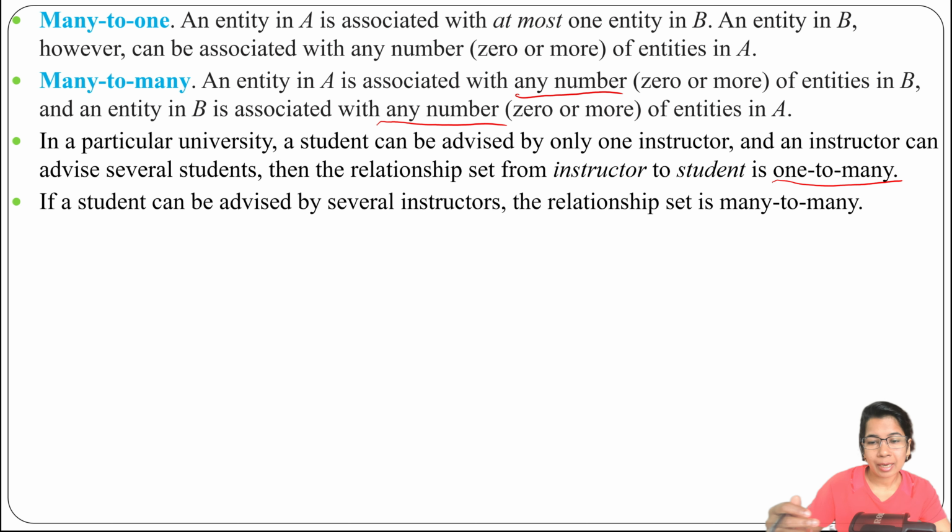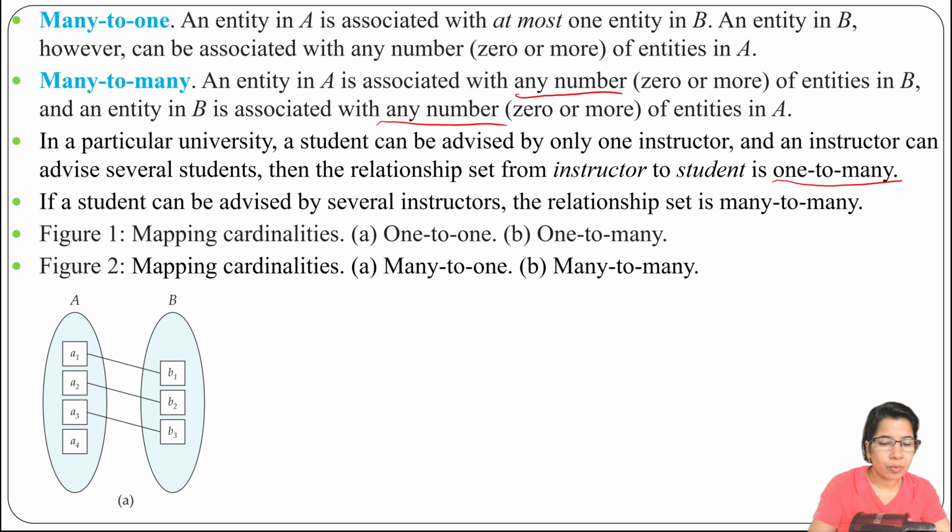So an entity of A can be associated with at most one entity of B, and an entity of B can be associated with at most one entity of A. At most one means it can be 0 or 1. A1 is associated with B1, A2 is associated with B2, A3 is associated with B3. A4 is not associated with anyone, but that's fine. At most one, right?